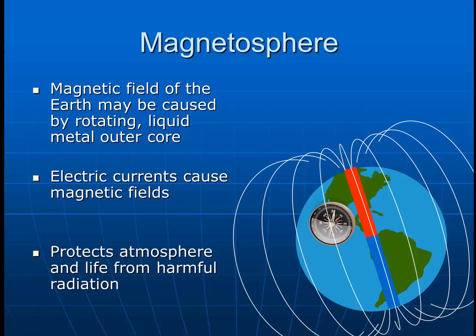One thing we can say for certain is that the magnetic field is much more useful than just for navigation, because the magnetic field protects all the life on planet Earth from harmful radiation from deeper in space.